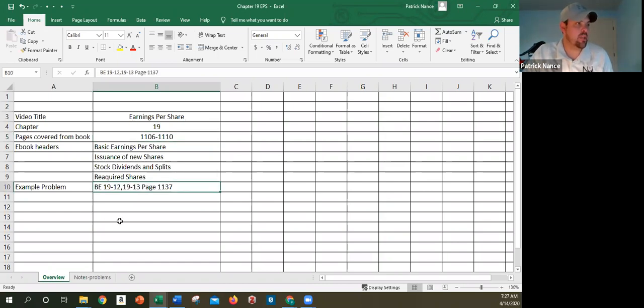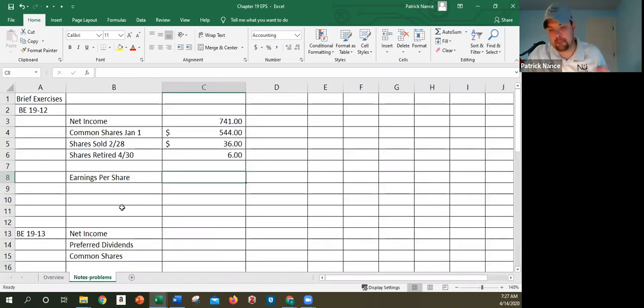So we've got a couple of problems we can look at. I'm going to look at basic exercises 19-12 and 19-13 on page 1137. 19-12 says McDonald Meyer Corporation reported net income of 741 million. These are all in millions. The company had 544 million common shares outstanding at January 1st, and they sold 36 million shares as part of the annual share repurchase plan. 6 million shares were retired on April 30th for $47 per share. Calculate the earnings per share for the year.